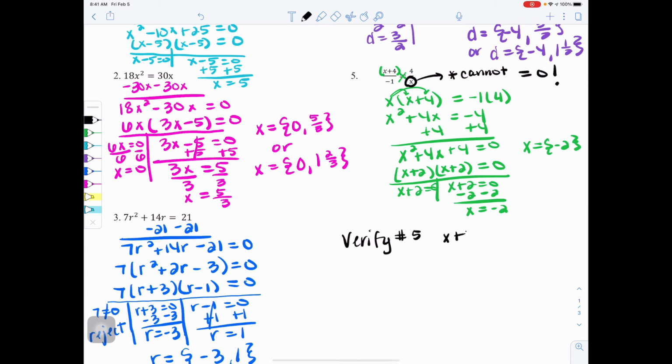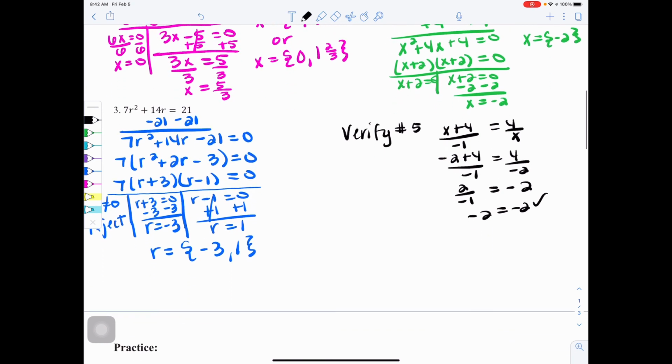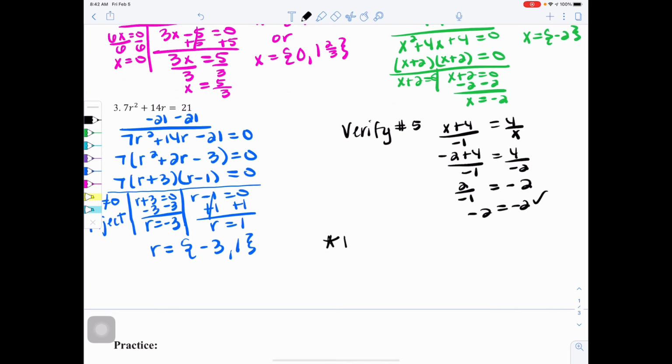So if we actually verify number 5, we would have x plus 4 over negative 1 equals 4 over x. In x's spot would be the negative 2. So I'm going to do my substitution. And then I get negative 2 plus 4 is 2. 4 divided by negative 2 is negative 2. And then 2 divided by negative 1 is negative 2. So we ended up all right because we had no 0 in the bottom and everything checked out, no extraneous solutions.